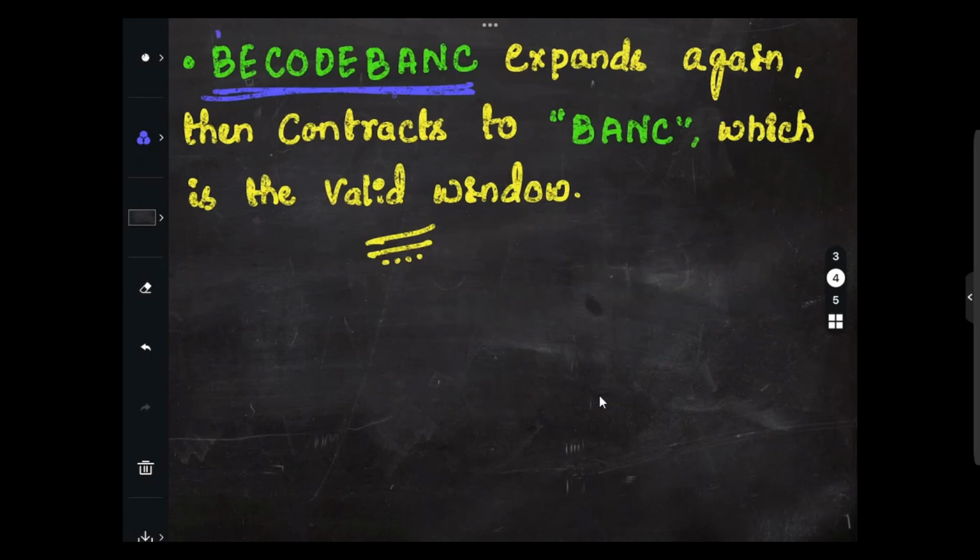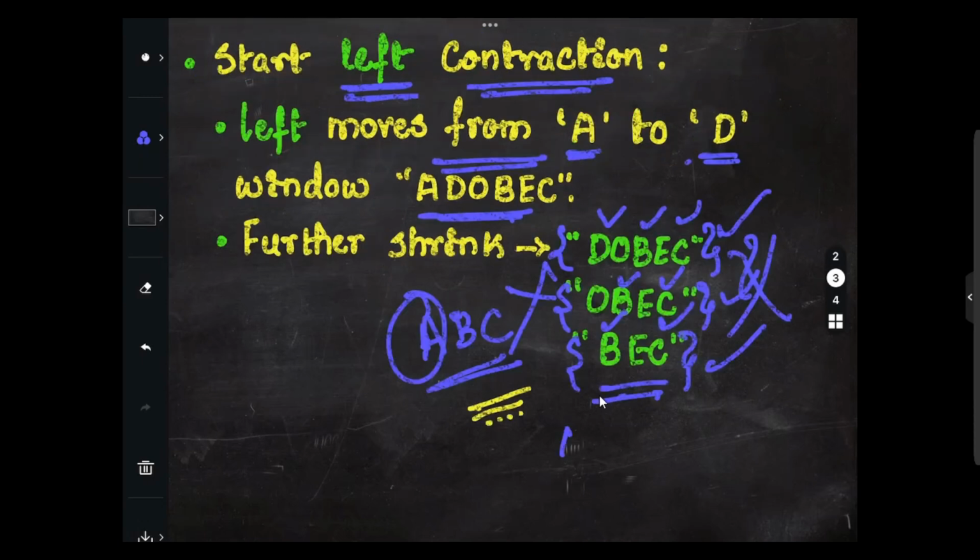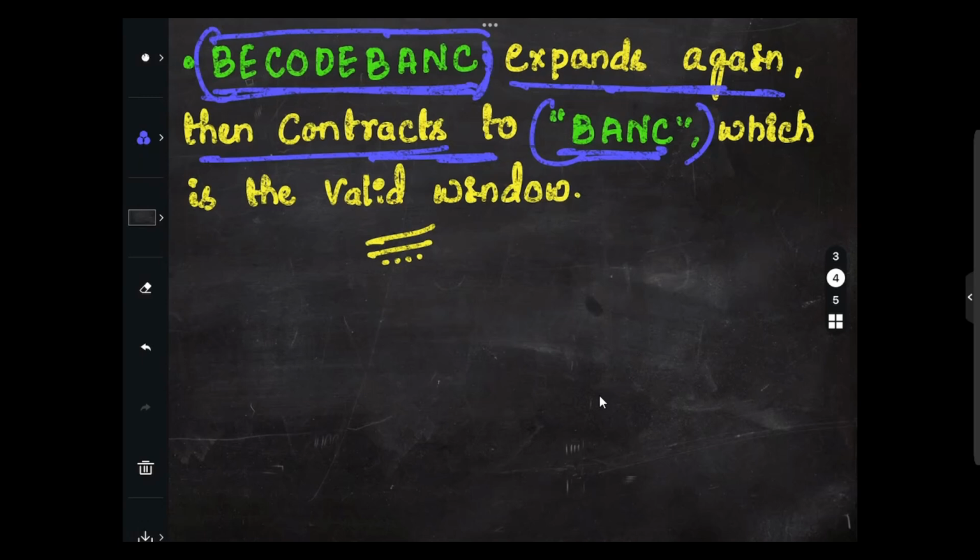That we will find here in this case when we consider B, C, O, D, B, A, and C is nothing but B, A, and C. So this one expands again, then contracts to B, A, and C. You can check for every word in this way that I have shown here. When we do the same thing for B, C, O, D, B, A, and C, this expands again, then contracts to B, A, and C, which is the valid window.